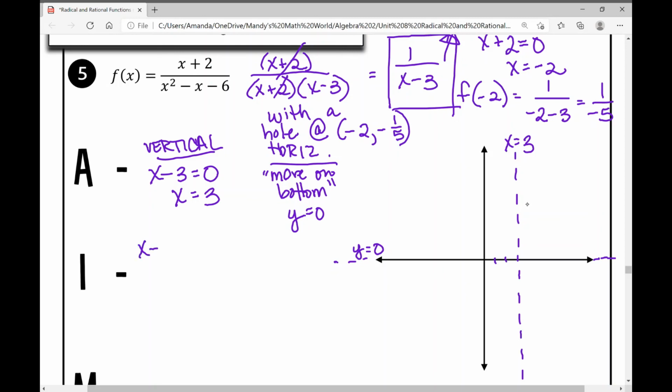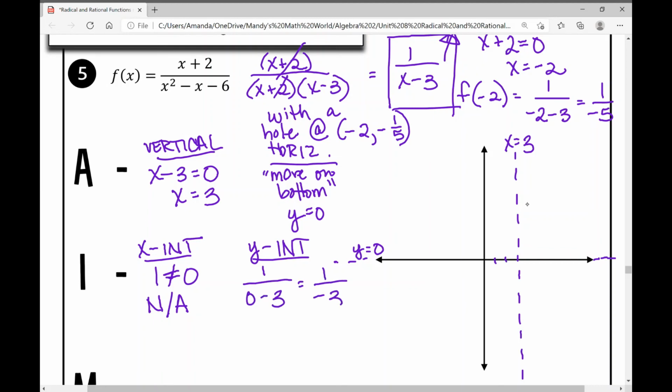So now let's look for our intercepts, the x-intercept and the y-intercept. So x-intercept is just a solution to the top. So we're going to set 1 equal to 0, and since 1 cannot equal 0, then I do not have an x-intercept. What's the y-intercept? I'm going to plug in 0 for x. So 1 over 0 minus 3 is just 1 over negative 3. So the y-intercept is 0, negative 1/3, and we can graph that. If there's 0, negative 1, then 0, negative 1/3 is like right there, something like that.